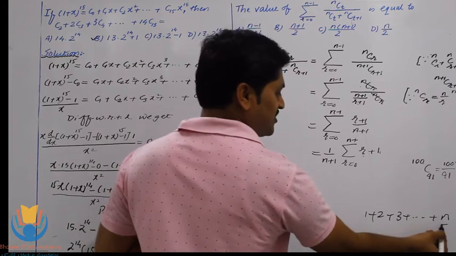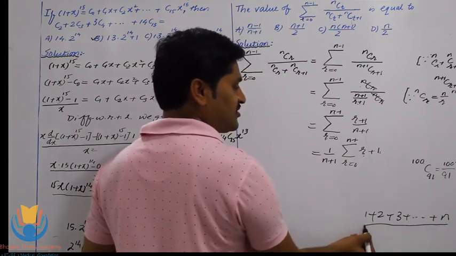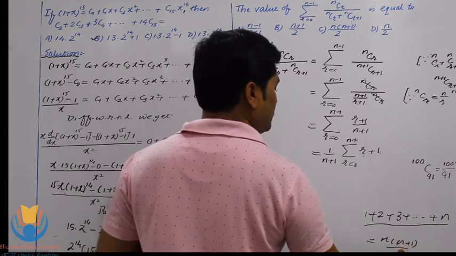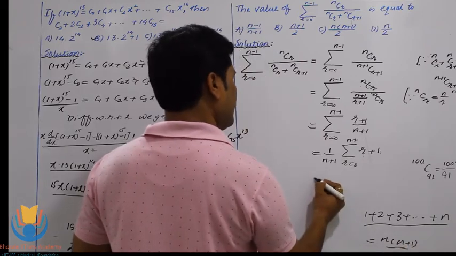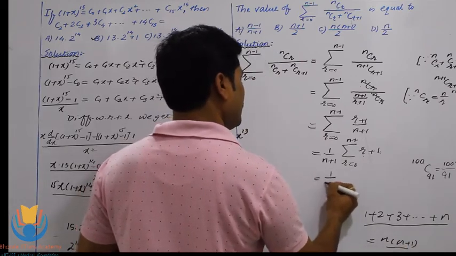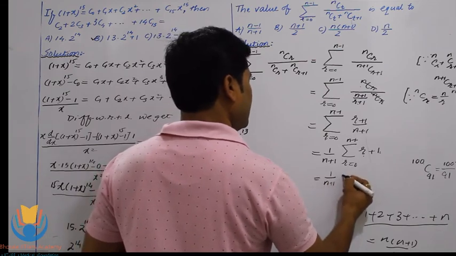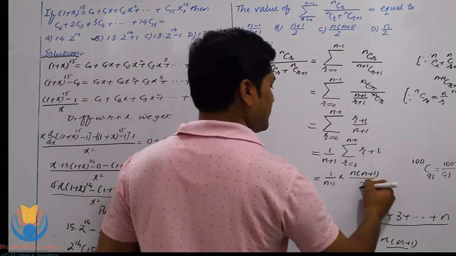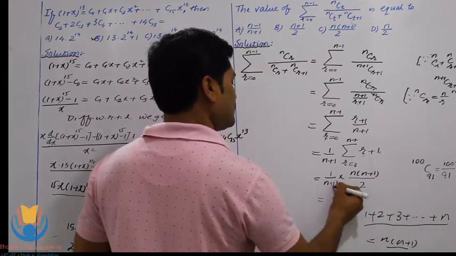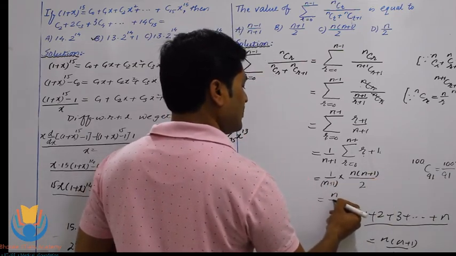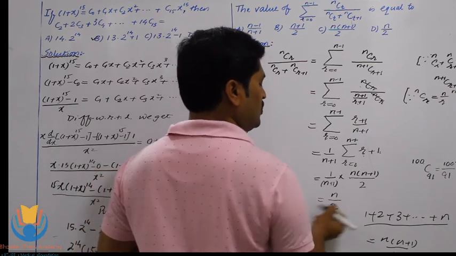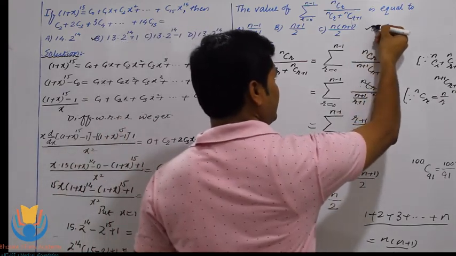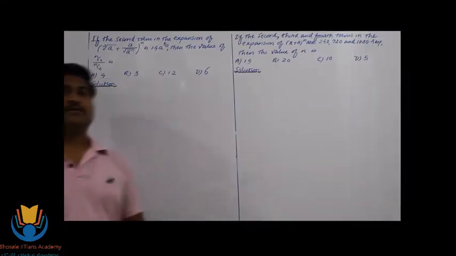So this is nothing but the sum of first n natural numbers, so its formula is always n into n plus 1 upon 2. So that formula we will use here. So this is 1 upon n plus 1 into n into n plus 1, as I said this formula. So here this n plus 1 gets cancelled, we are left with simply n upon 2. So this n upon 2 you can see here in option D, so this is the correct option.